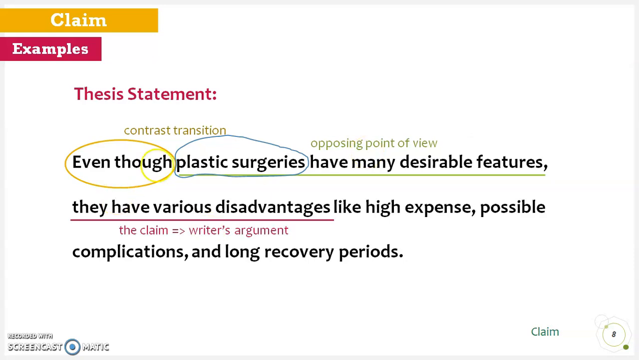Here, the result is they have various disadvantages, and this is the claim. This is my argument as a writer. I want to prove that plastic surgeries have disadvantages. Notice that within the claim I mention the warrants or the reasons. We have 3 reasons. Now let's look at another example.